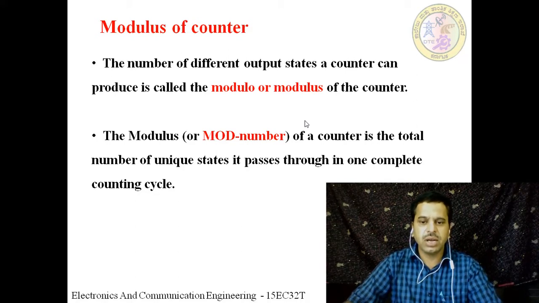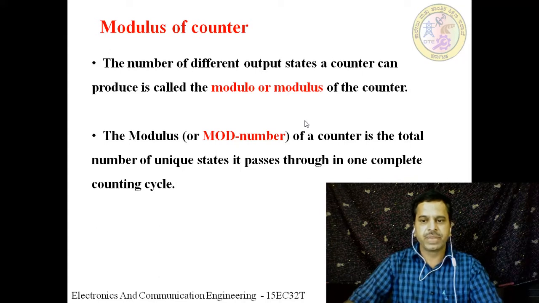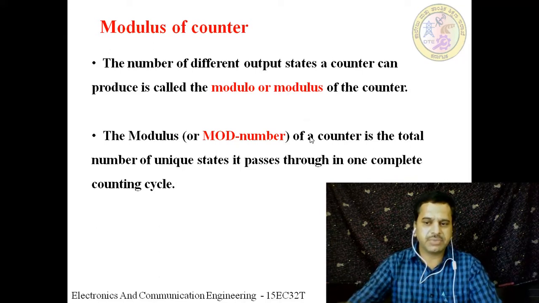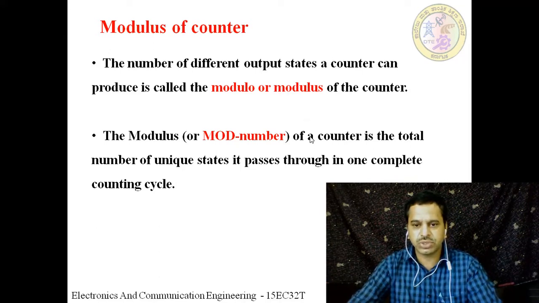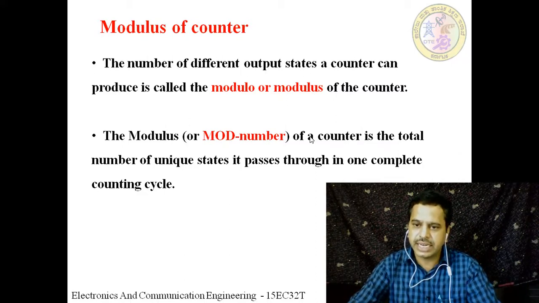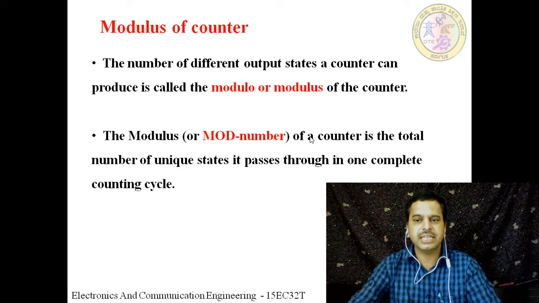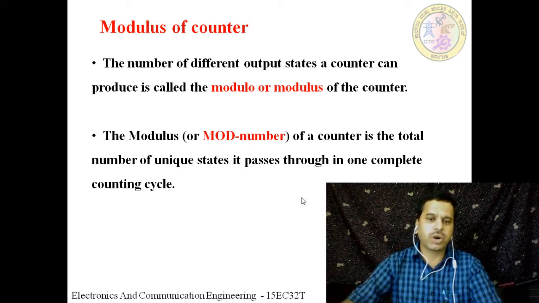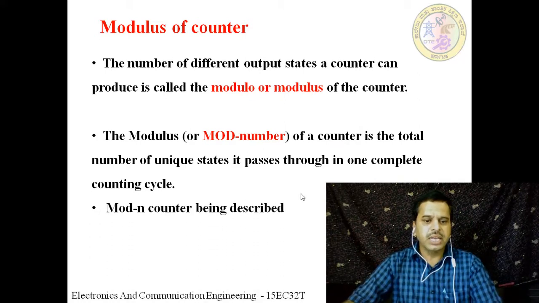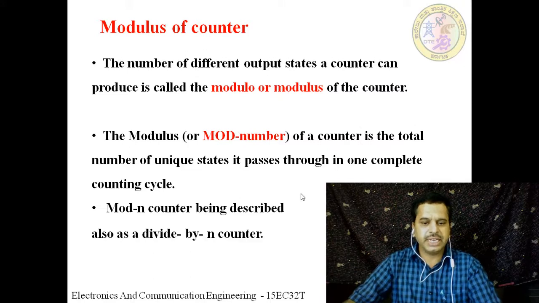That is, the modulo of a counter is the total number of unique states it passes through in one complete counting cycle. If we count the complete counting cycle, the 2-bit counter counts 0 to 3, the 3-bit counts 0 to 7. If you don't want to count the entire cycle, we can skip the upper number of bits or the lower number of bits. That is the requirement of our applications. That is called a modulo counter. A mod n counter is described as a divide by n counter.